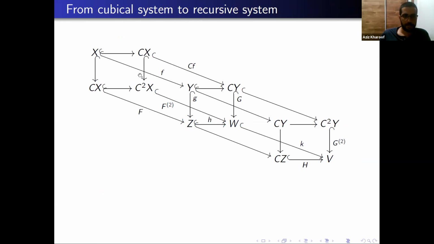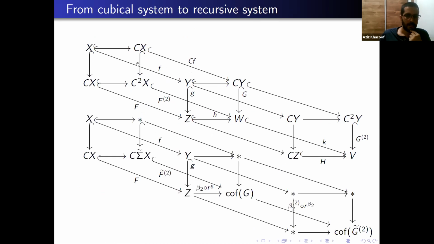I have this corresponding diagram for the Toda system, and I can here collapse something, replace this by taking the cofiber of this, okay? And here also take the cofiber of this, and here maybe the cofiber of all this square, okay? And get a recursive Toda system.